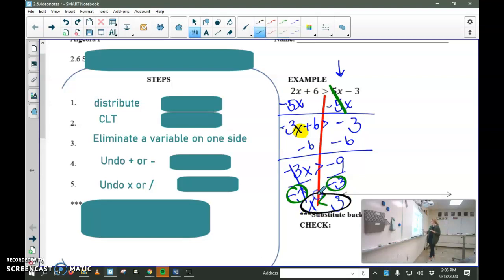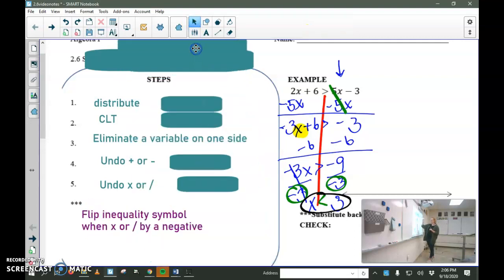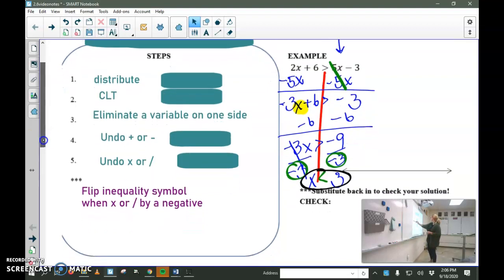And so that's my last piece of advice for you here. It's just a little recall. You flip the inequality symbol if you're multiplying or dividing by a negative. Okay, so now my job is going to be to graph this.